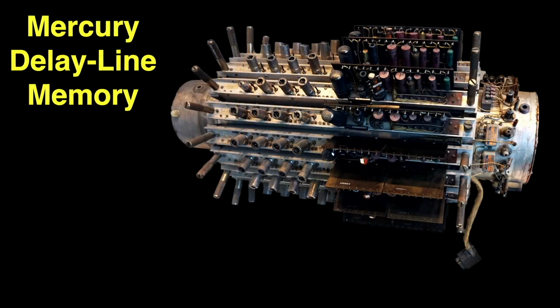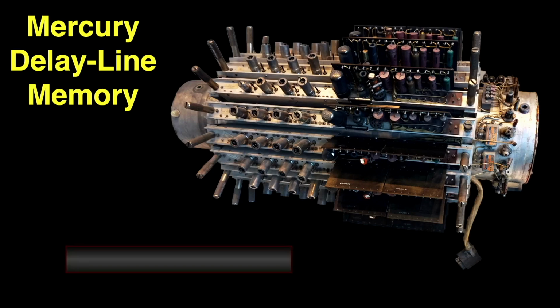Some of the first computers needed a way to store data. There were no RAM chips back then. Indeed, this was before the invention of the transistor, let alone the integrated circuit. One way to briefly store data was to make sound waves in tubes of mercury.